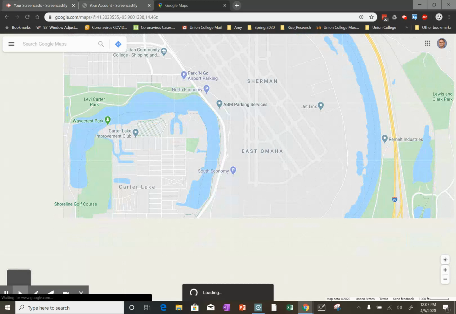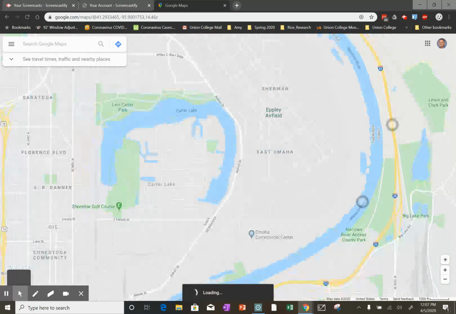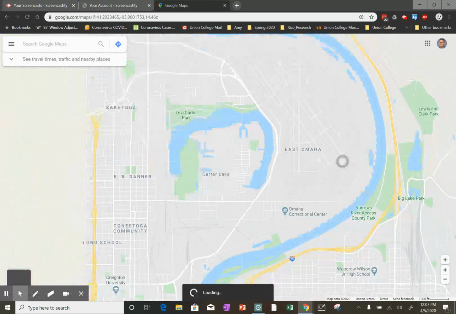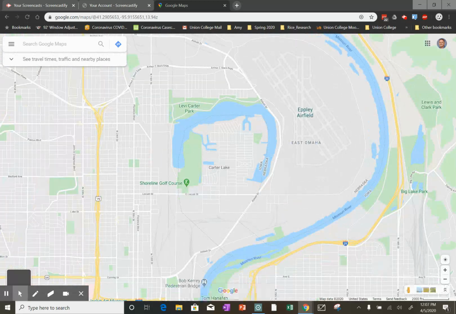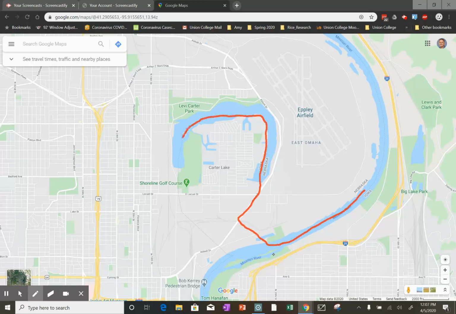So let's look at the boundary between Iowa and Nebraska here. Zoom out a little more. So the boundary between Iowa and Nebraska is coming down here in the middle of the Missouri River. And it comes up like this, goes up Abbott Drive, which is the drive you come into the airport. Comes down and rejoins the Missouri River.